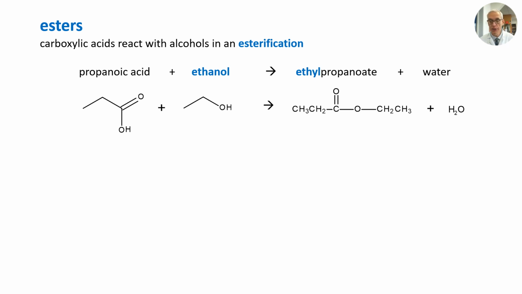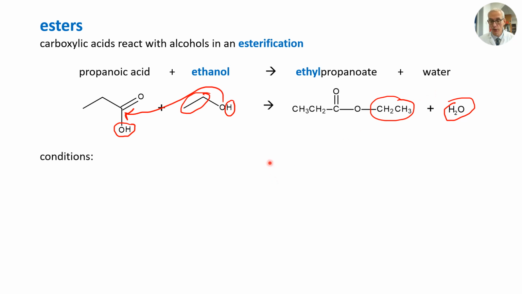So the hydrogen from the alcohol and the hydroxyl group from the acid end up forming water. So this oxygen bonds to that carbon. So here is our ethyl propanoate. This section here corresponds to this section here. So the ethyl bit originates from the alcohol and the propanoate derives from the carboxylic acid on the left. So that's ethyl propanoate and of course water. So it's a condensation reaction with the loss of water.